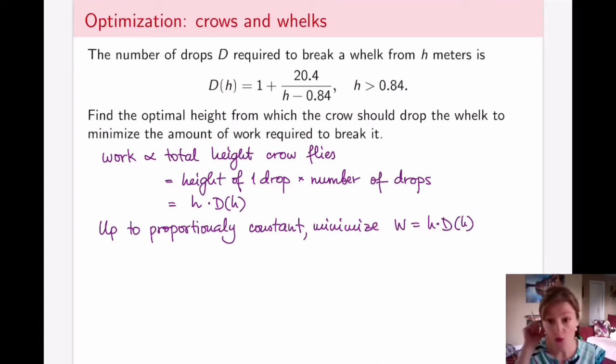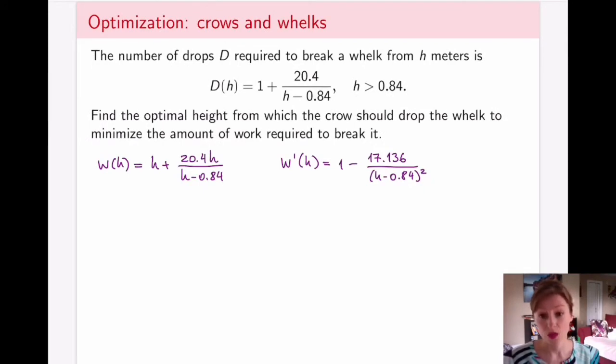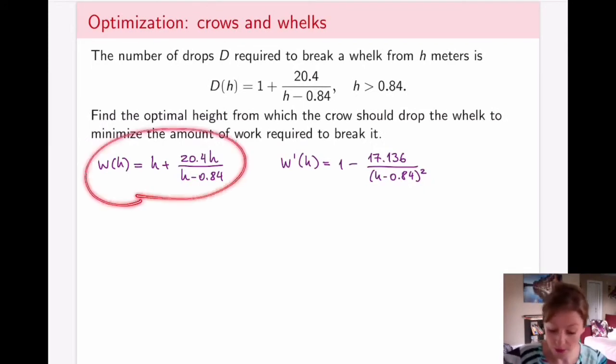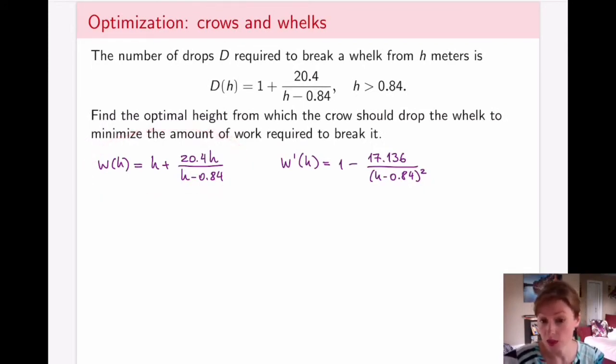Okay, so from here on, once we've set this up, this is just calculus. We have to minimize this function, so we need to find its derivative, classify its critical points, and then see what calculus tools will be useful to apply there. All right, so this is my function, h times d(h). Notice that I've taken this and multiplied it by h to get my work function, and this is its derivative. I'm trying to find the minimum of this function.